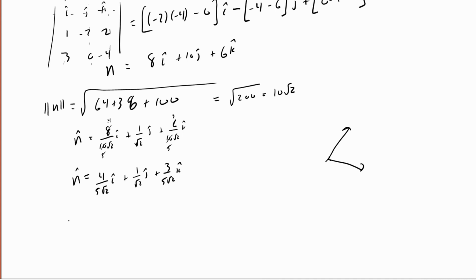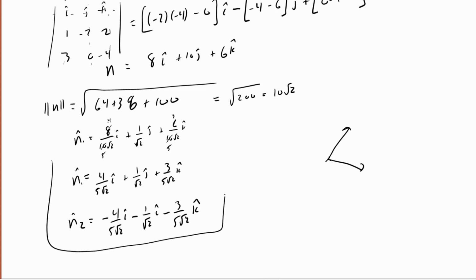So here I'll say n hat 1, and n hat 2 is going to be the same thing, but with all negatives. Just like that. And those are all of the unit vectors that are perpendicular to A and B.